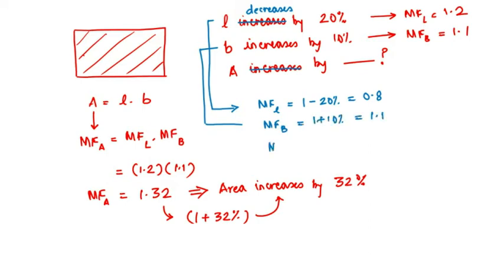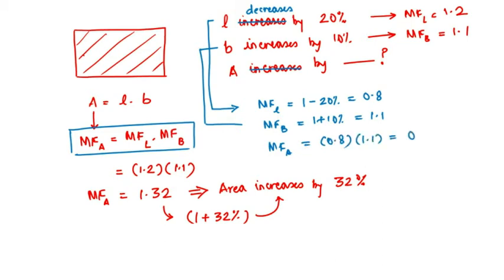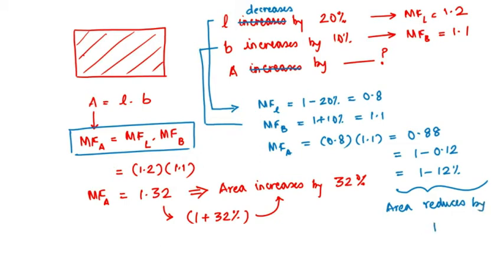So if I were to look at multiplying factor of area, I am using this formula, it is therefore equal to multiplying factor of length, that is 0.8, multiplying factor of breadth, that is 1.1, that is equal to 0.88. What does it mean? This can be written as 1 minus 0.12. This is nothing but 1 minus 12%. So I can say area reduces by 12%.